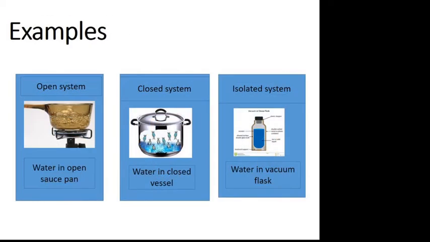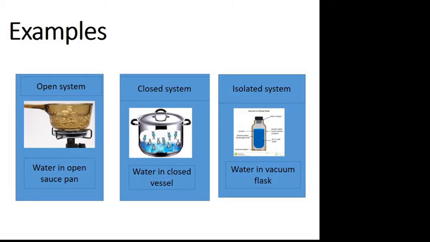Examples: you can take water in an open saucepan. If you take water in an open saucepan and heat it, what happens? Once the boiling point is reached, the water will escape to the surrounding. If you keep it as such and we forget, after half an hour when you come and see, there will be no water inside the saucepan. So that is a system known as an open system, where it can exchange matter and energy with the surrounding.